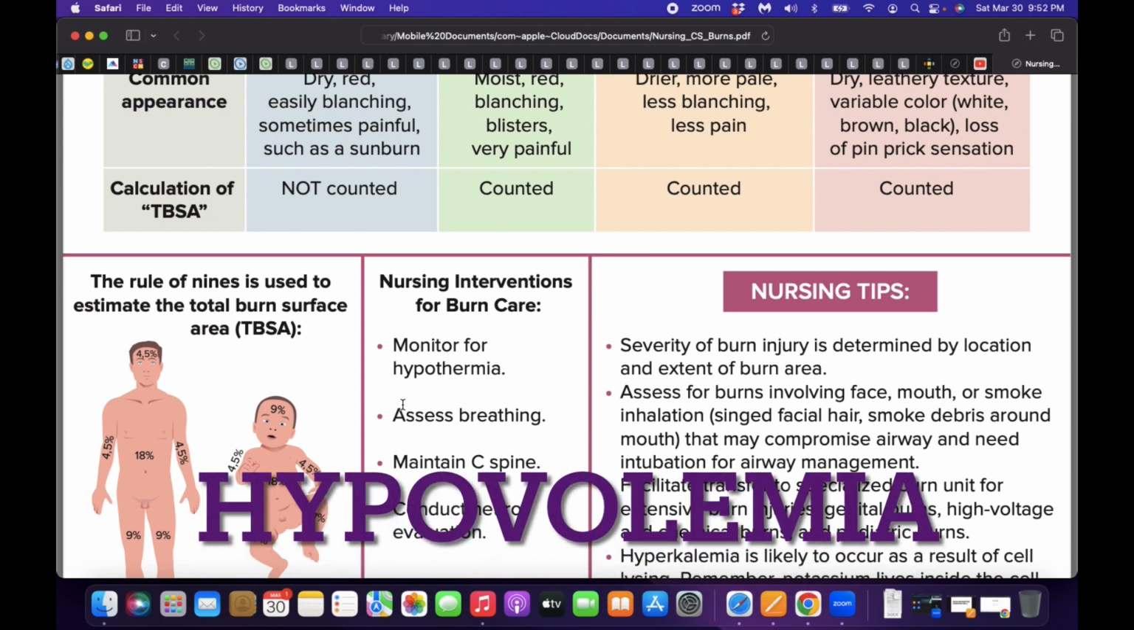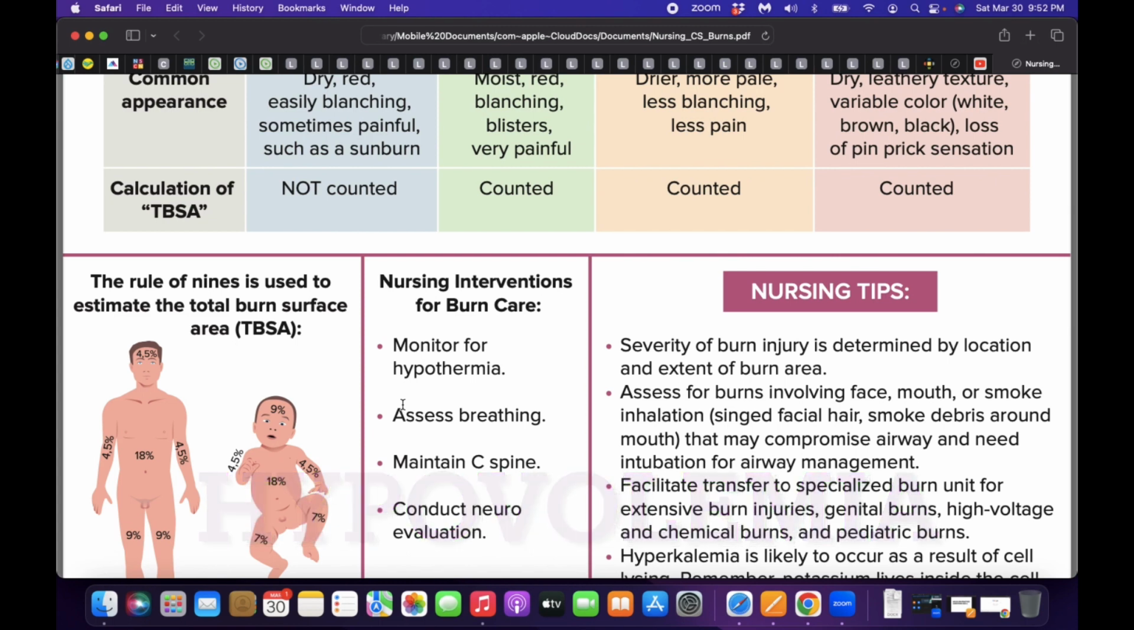Again, further explanation for hypovolemia. It is the most profound and direct effect of a burn. It is primarily due to a shift in protein and fluid from the intravascular to the interstitial space caused by an increase in capillary permeability. Hypovolemia results in burn shock.